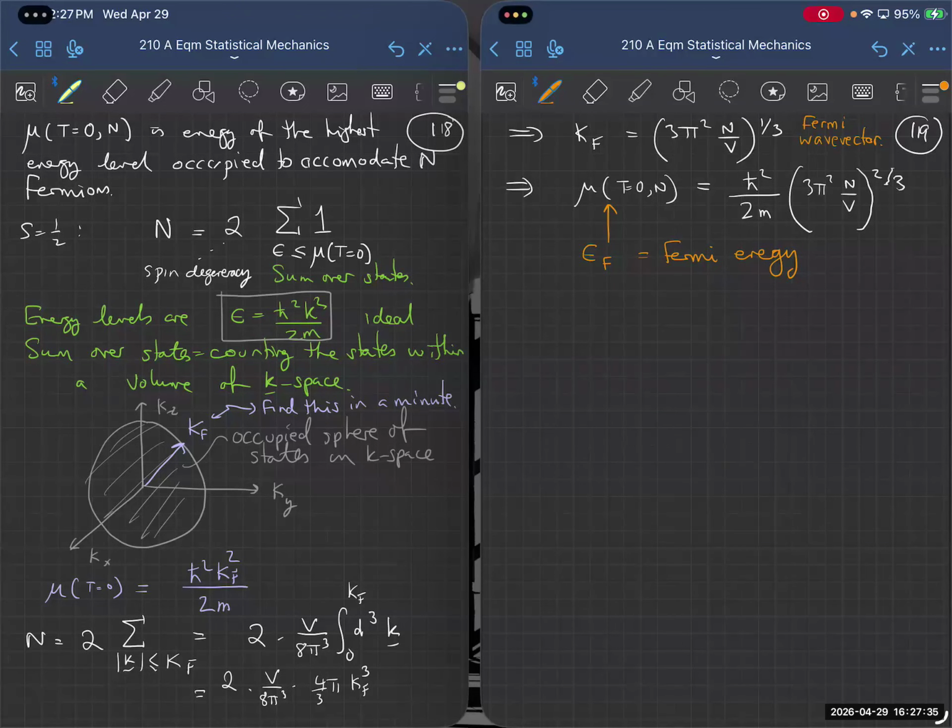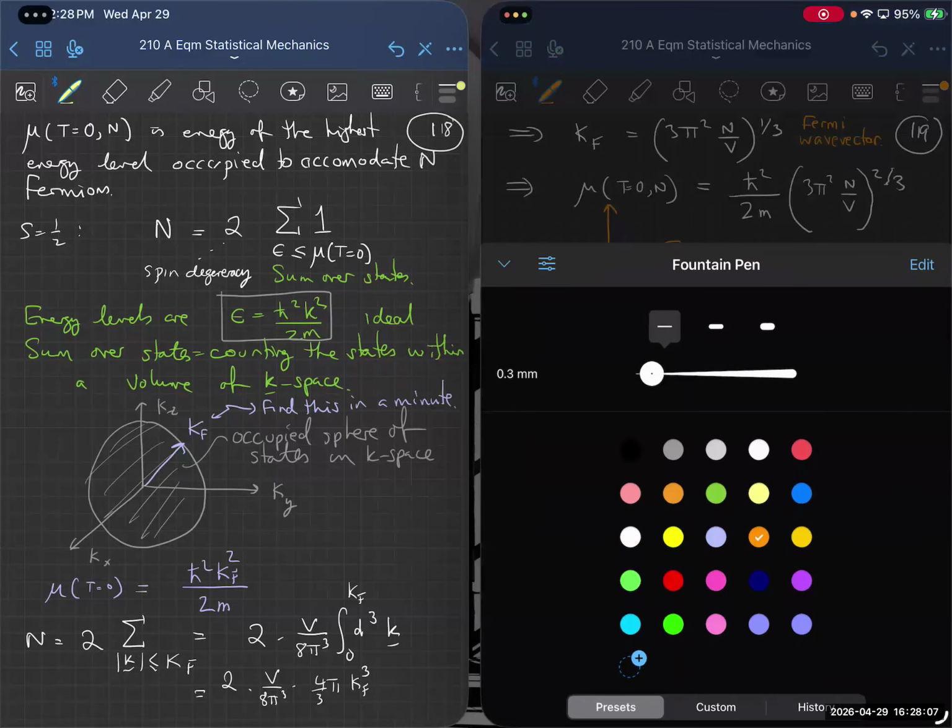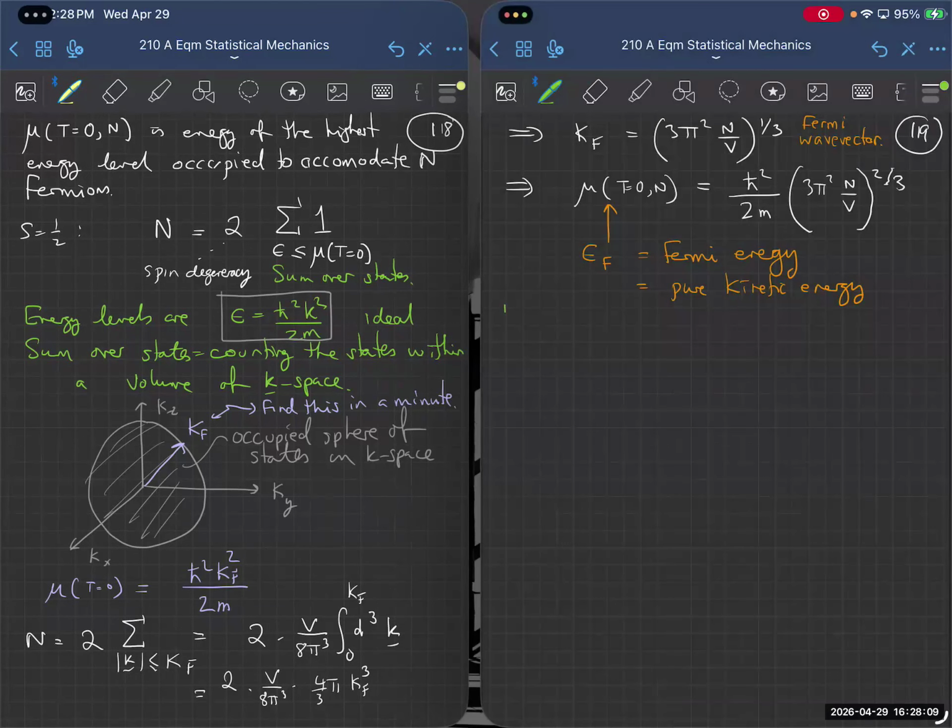And now we can work out what epsilon_F is. This Fermi energy, by the way, is purely kinetic energy, because it is just the kinetic energy of the particles floating around, using the non-relativistic formula for the energy as a function of momentum. And then we can define a Fermi temperature.